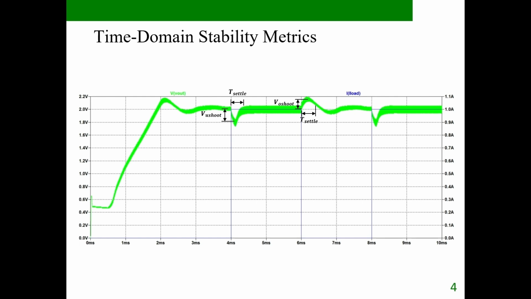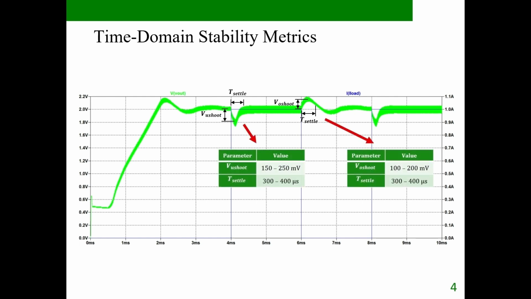In the example shown here, the overshoot after the load decrease is about 100 to 200 millivolts. The undershoot after the load increase is around 150 to 250 millivolts, and the settling time for both events is roughly 300 to 400 microseconds. These values are typical for a stable, well-designed Type 3 compensated buck converter operating with a crossover in the tens of kilohertz range. These measurements give us the time domain interpretation of the stability concepts we saw in the Bode diagram.